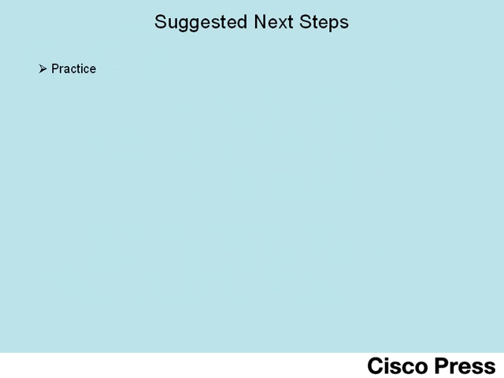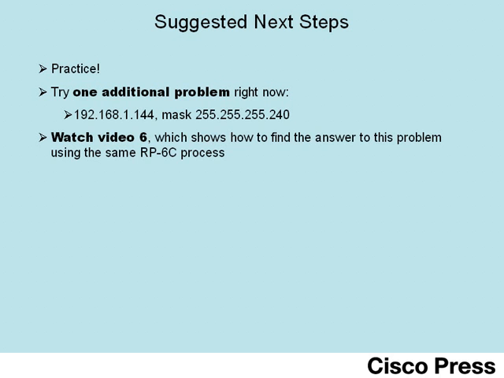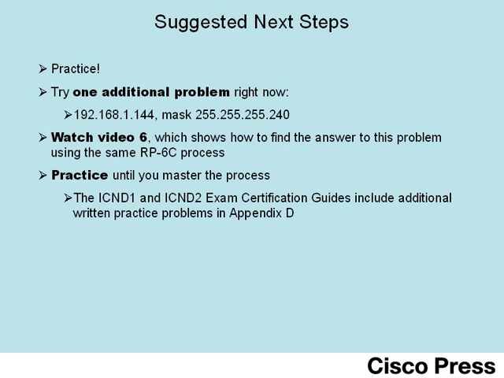Now at this point you should try to practice this process until you can get the answer to what's the subnet broadcast address and what's the range of addresses in say 5 to 10 seconds. So go ahead and try this additional problem now if you like. Then you can watch video 6, which shows how to find the answer to this problem using this same process. And as usual, you can go to the IC&D 1 or IC&D 2 book and look at Appendix D for additional practice problems with explanations of how to use this process to find the answers.